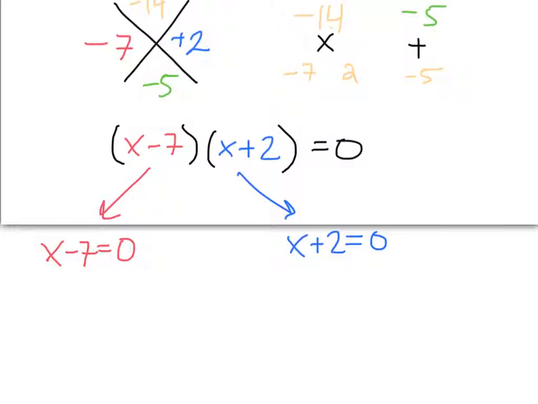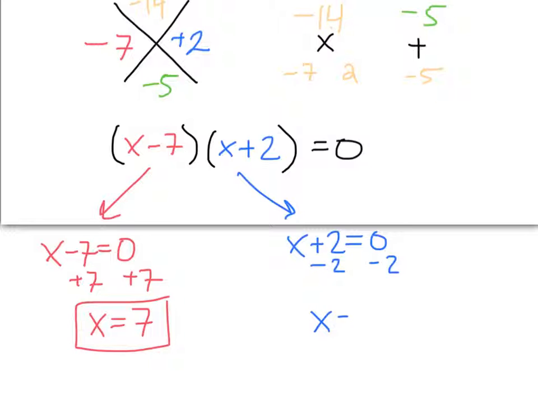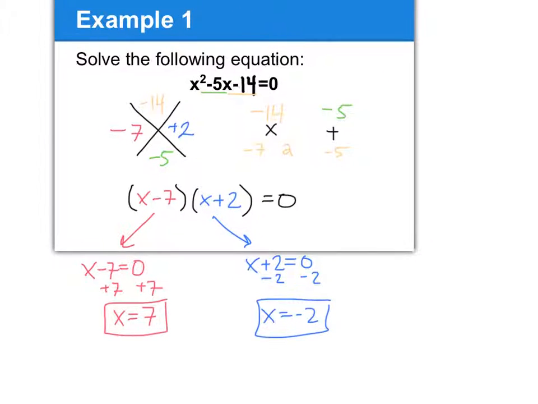And solve. Let's look at the red one first. Plus 7, x equals 7. That's one of our answers. Minus 2, x equals negative 2. And that's our second answer. That's actually it. Now let's review everything we just did. First, just like before, use the x method to factor the quadratic into two different binomials, in this case x minus 7 and x plus 2. Right after that, use the zero product property, set each one equal to 0, and solve. So you're going to get x equals 7 and x equals negative 2. Piece of cake, huh?